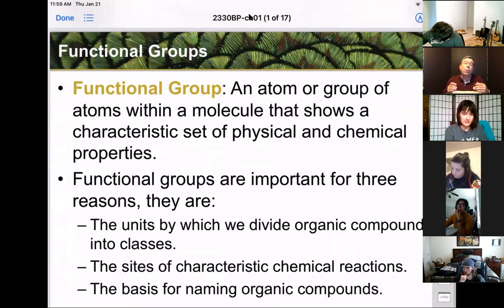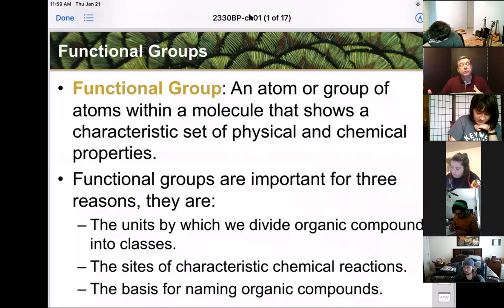And when we have something we can do reactions or chemistry on, we call it a functional group. It can be an atom or group of atoms that shows a specific physical or chemical property. For example, if it has a polar bond, it'll react. So that's a functional group. If it has a double bond, it'll react with certain things. So that's a functional group.